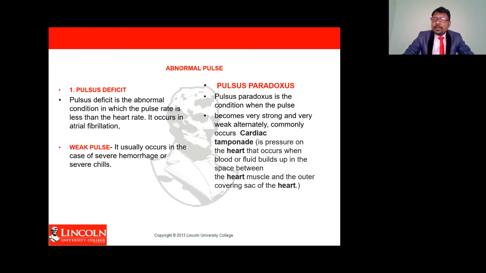Another abnormal pulse is pulsus paradoxus. Pulsus paradoxus means sometimes the pulse is going to be very strong. If you feel it here, the pulse is easily found, and sometimes it's going to be very weak. Strong and weak, strong and weak. This type of pulsation change is commonly seen in cardiac tamponade. Cardiac tamponade means there is abnormal fluid in the pericardial sac or pericardial space, so they may get pulsus paradoxus.